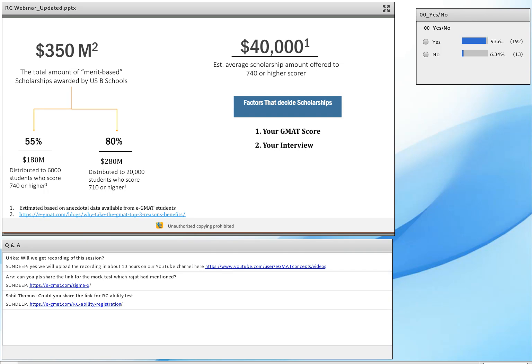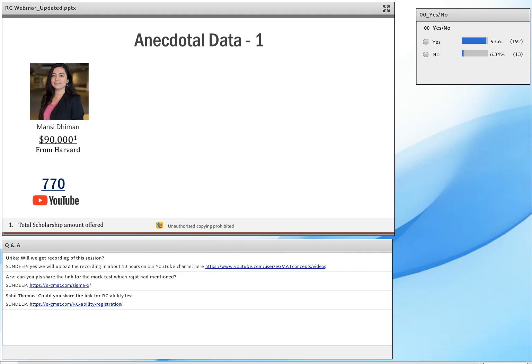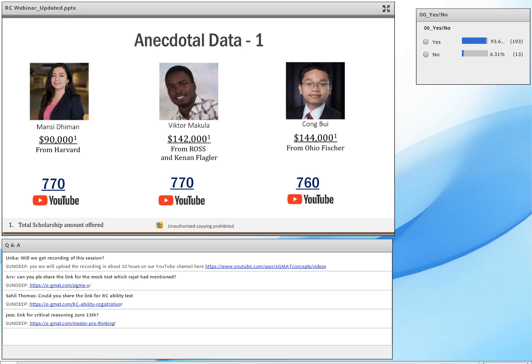And there are 2 factors that decide your scholarship. One is your GMAT score. The second is your likability during the interview. Here's some more anecdotal data. Mansi, one of our former students, graduating from Harvard, scored a 770. She got $90,000 from Harvard. Victor, again, scored a 770 and got a full ride from Ross and Kenan-Flagler.